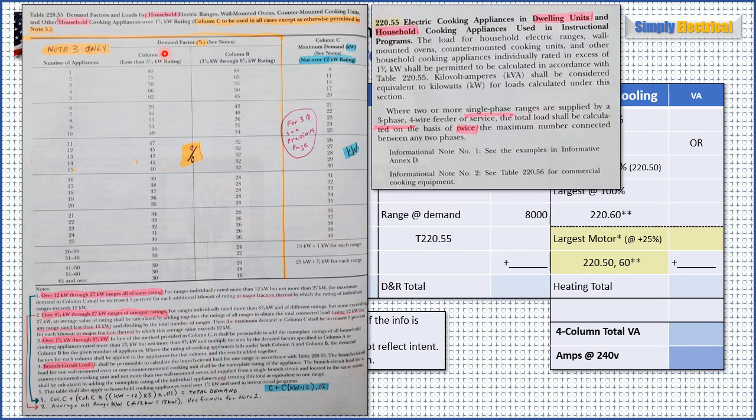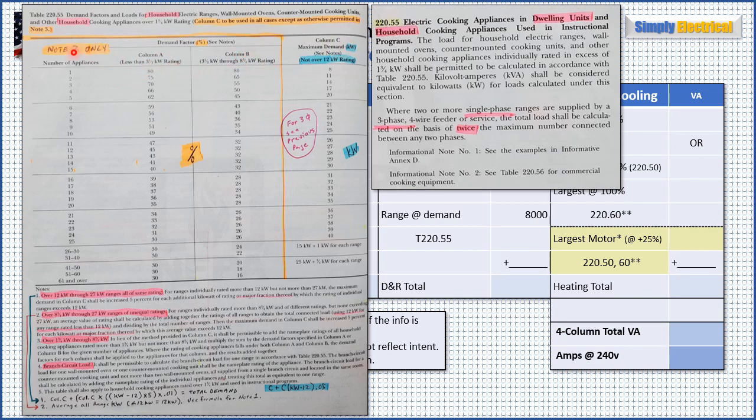Let's just read what it's about. It says demand factors and loads for household electric ranges, wall-mounted ovens, counter-mounted cooking units, and other household cooking appliances over 1 3/4 kW rating. And then it says here in parentheses, column C, to be used in all cases except as otherwise permitted in note 3. Okay, we'll come back to that. What you'll see here in this table, you have 3 columns, A, B, and C.